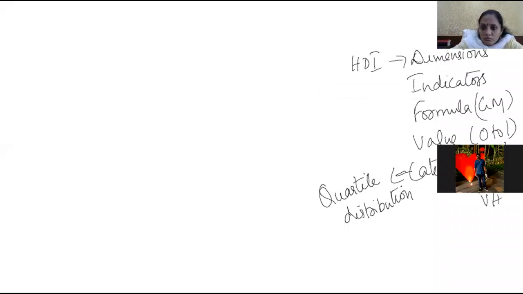So this is what we have learned as the first indicator: the dimensions, the indicators, and the human development index. We'll come back to more discussion again later.